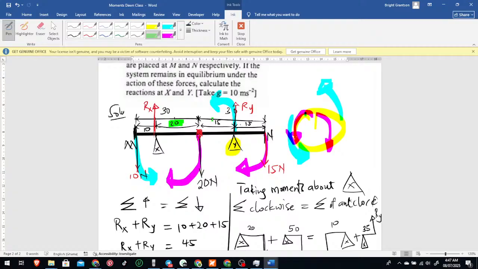Now, we didn't consider this force because at that point, there's no distance to the pivot of x. So it's a zero moment. Force times perpendicular distance. We have the force, but the distance is zero. So the moment over there is zero. That's why we don't consider that one.